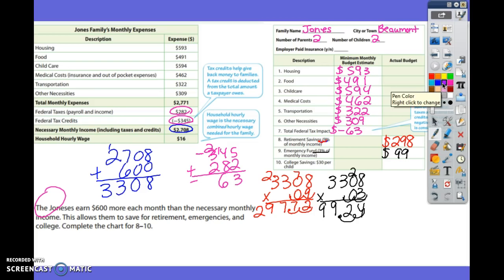And the college fund is going to be $30 per child. We know that they have 2 children, so 30 times 2 is going to be $60.